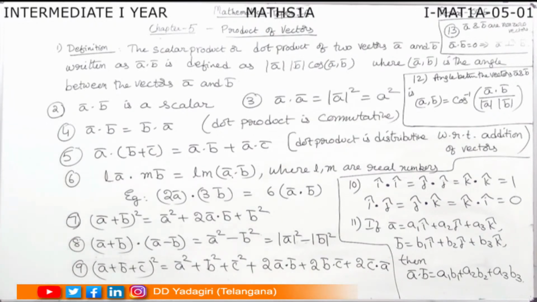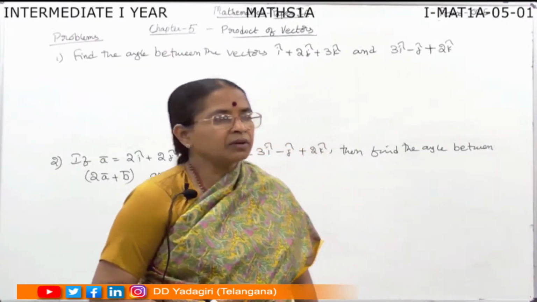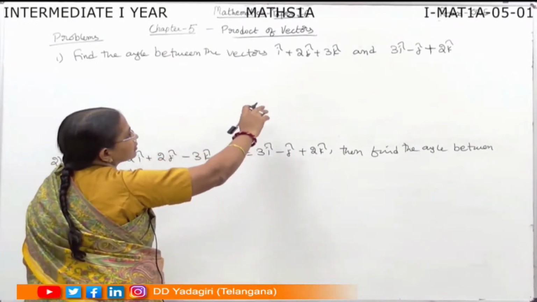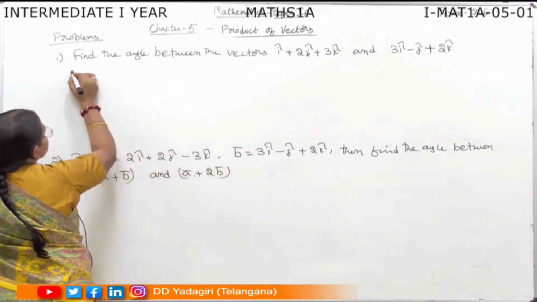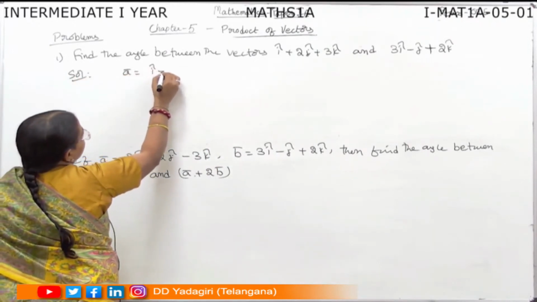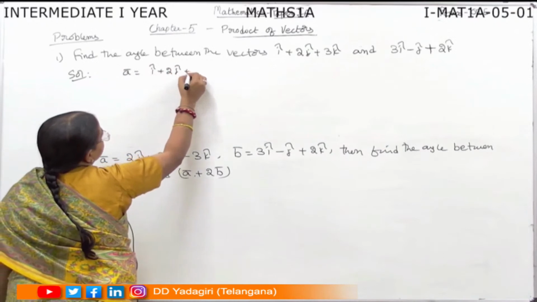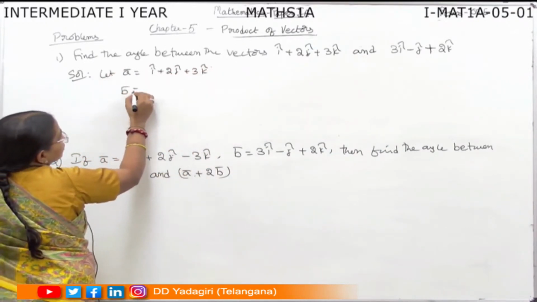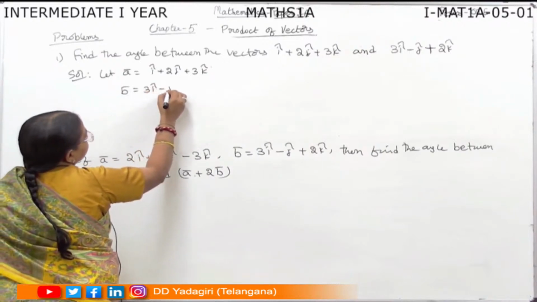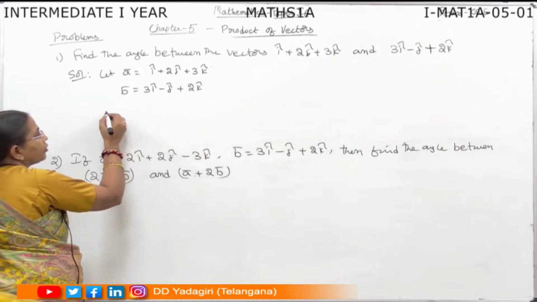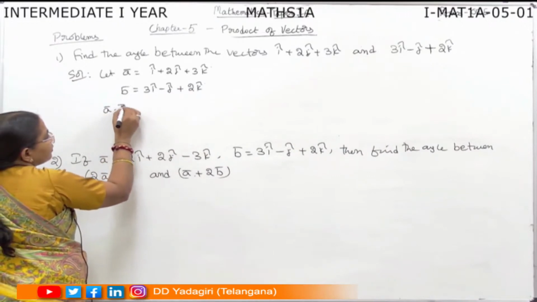Now, just copy, we'll try a few problems. We'll solve the problem. Now, first problem: find the angle between the vectors. These are the two vectors. So we take the vectors as A and B. A is equal to I plus 2J plus 3K. Next, B is equal to the second vector. We have the formula for the angle between the vectors as cos inverse of A dot B by mod A mod B. So first we'll find A dot B.